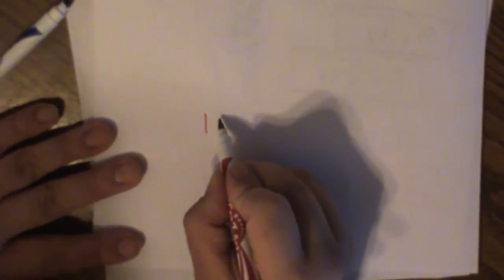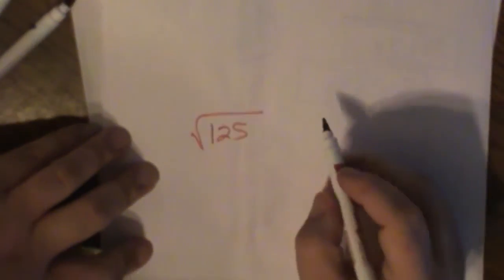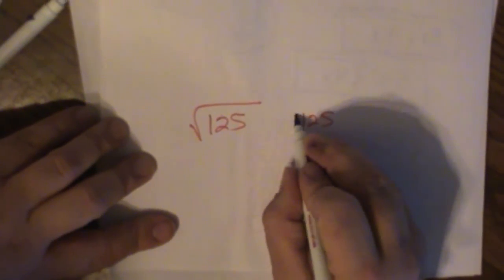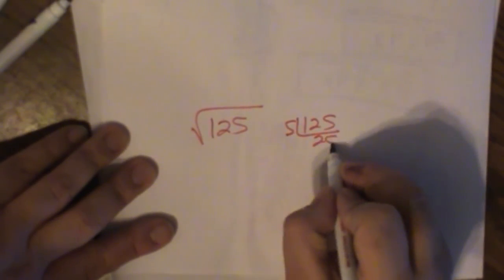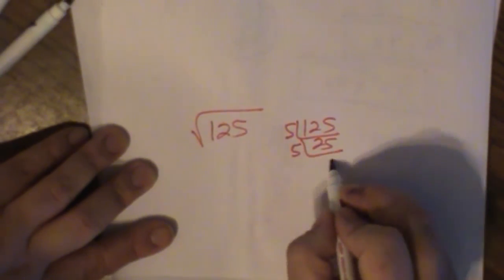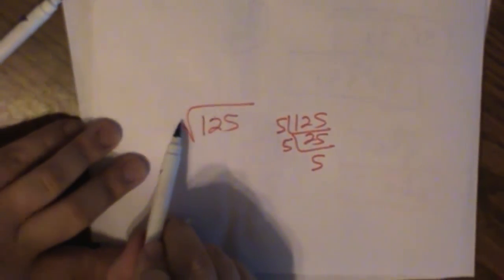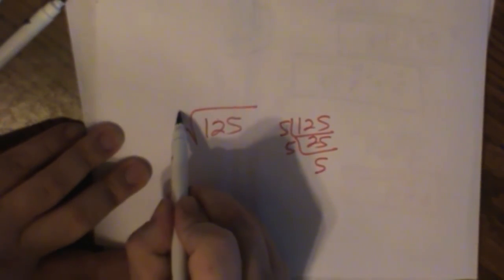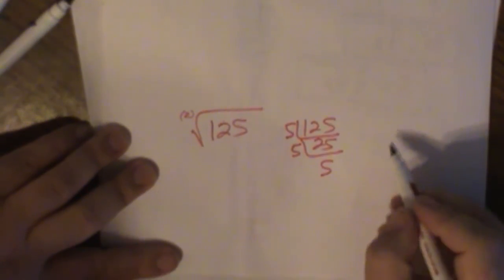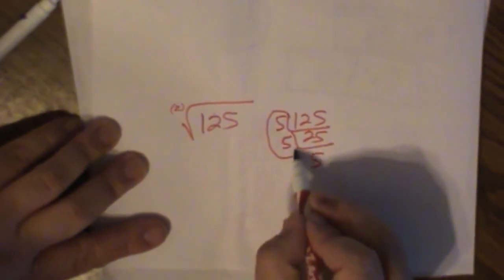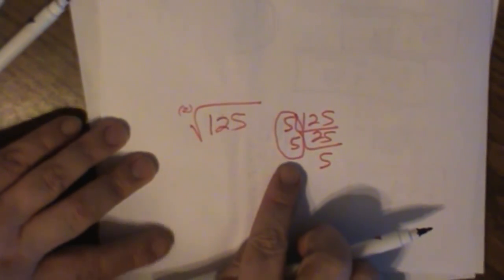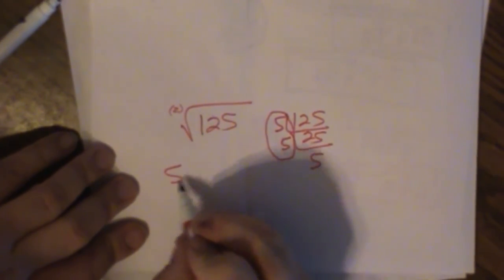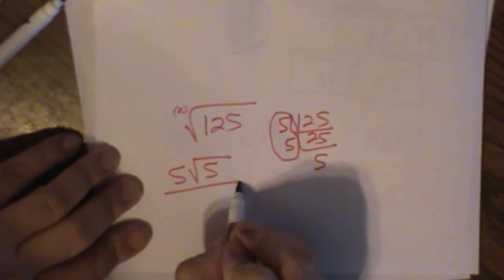One more is the square root of 125. So if you take 125 and take 5 out of it, you get 25. And you take another 5 out of it, you get 5. Again, if there's no number here, we know it's a square root, so we're going to deal with 2. So we need pairs. We have 1 pair of 5s, so 5 comes out to the square root of 5, and that's our answer.